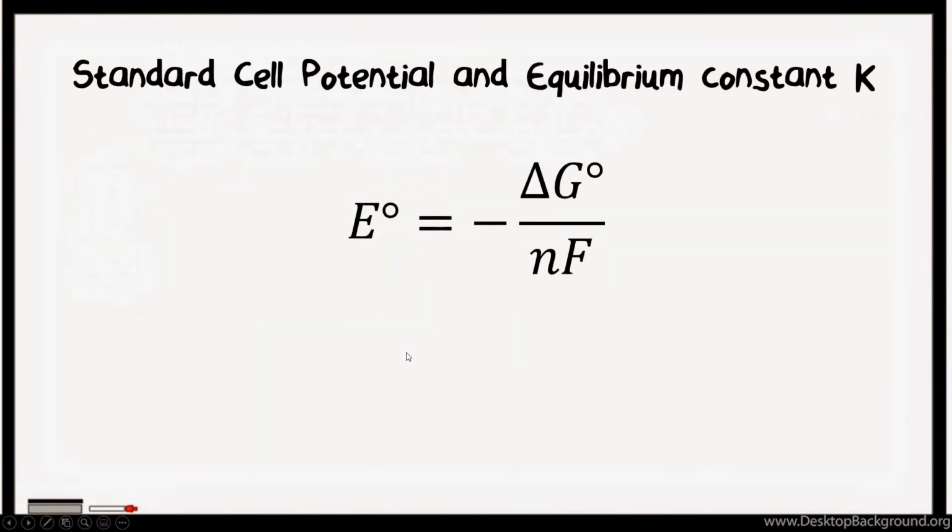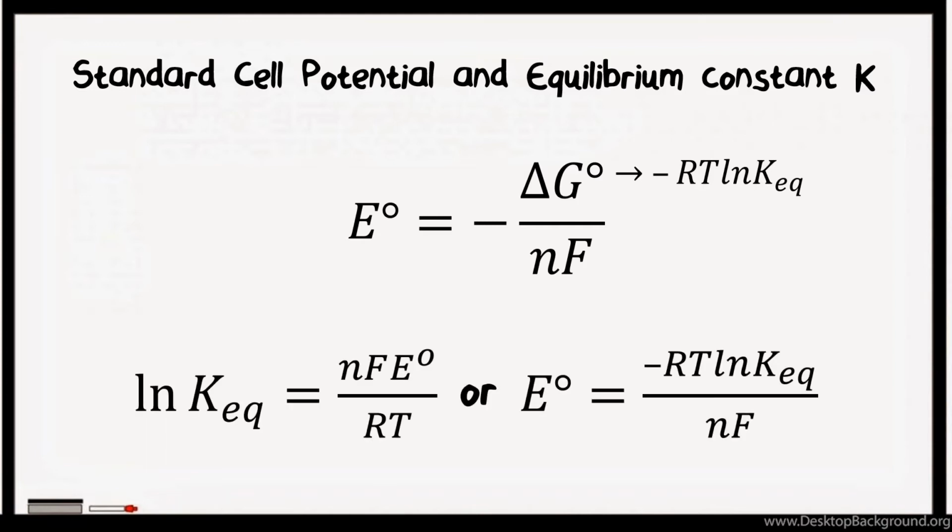Now let's look at how the standard cell potential interacts with your equilibrium constant. Since the standard cell potential is related to the standard Gibbs free energy, then it would also be related with the equilibrium constant Keq like this. Delta G naught is equal to negative RT ln Keq. And manipulating this equation, we would get that ln Keq is equal to nF, standard cell potential E naught over RT, or E naught is equal to RT ln Keq over nF. So we can piece out the equilibrium constant from the standard cell potential.